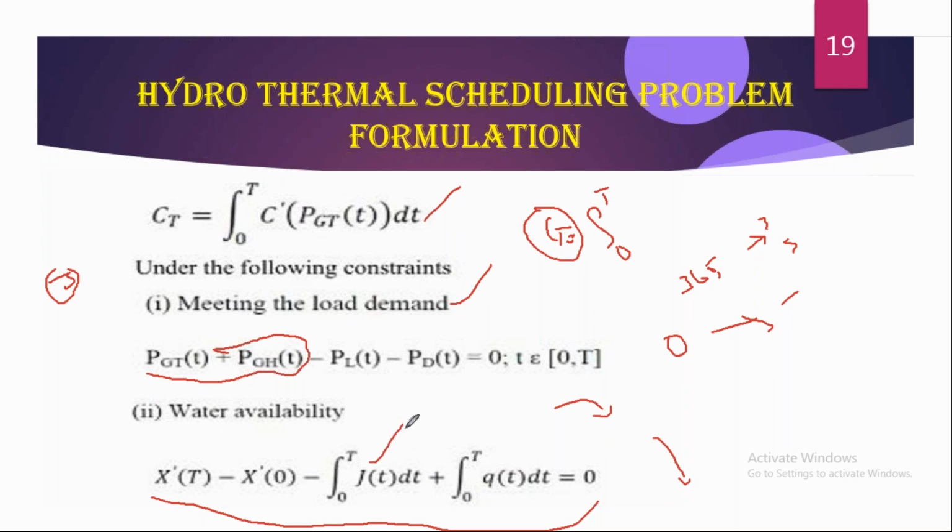Here J of T is an inflow parameter, Q of T is a discharge parameter. By using these two parameters we can calculate what the water availability in the hydro power plant is.